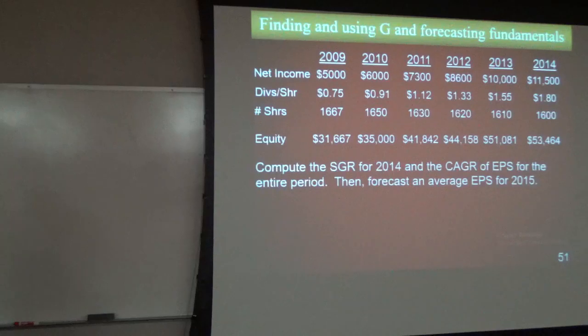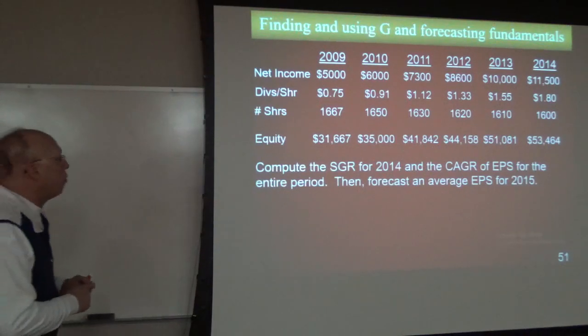Now what we're going to have to do is calculate our... it says we want to CAGR earnings per share, so we're going to have to calculate our earnings per share. So we have net income and we have the number of shares. So let's go ahead and calculate our earnings per share for this period of time.